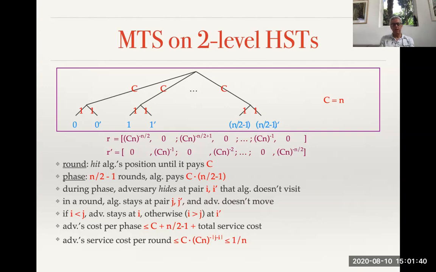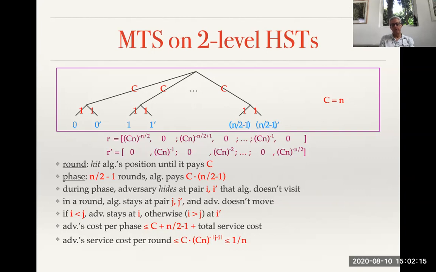Then it may have to pay some service cost. But the service cost of the adversary is lower than the service cost that the algorithm has to pay. So the algorithm pays a service cost of at most C, which is the case because the total cost of the algorithm in a round is at most C until it switches branches, if it switches branches. So it pays at most a service cost of C.